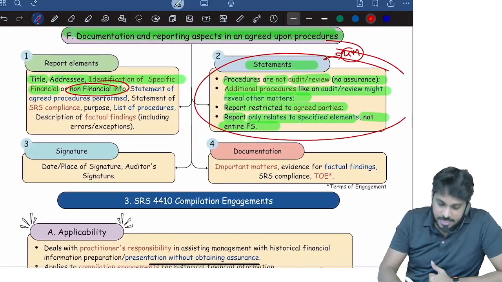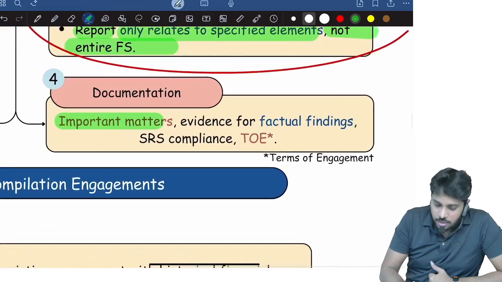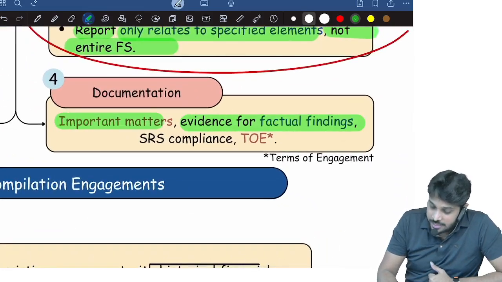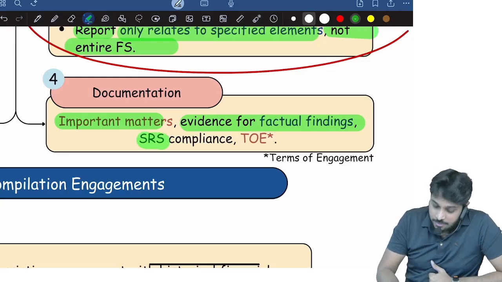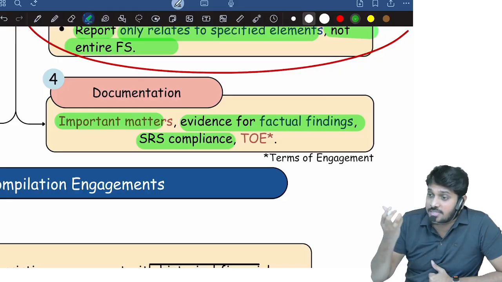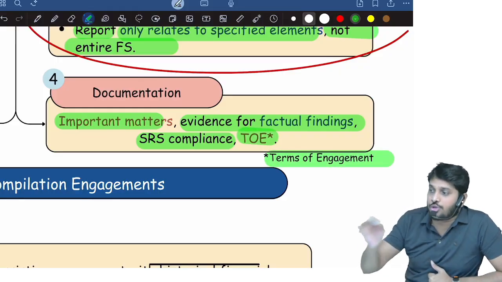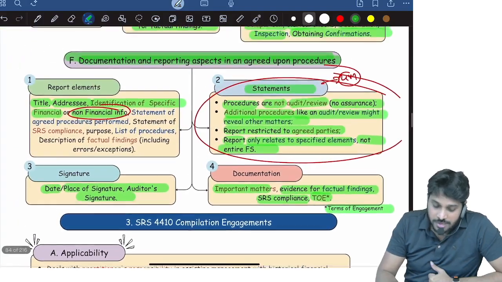Next, signature, date, place of the signature, auditor signature, and documentation. What are all the important matters? Document it. Evidence of factual findings, document it. And document all the evidences to ensure that the SRS is complied with, and the terms of engagement, nothing but the engagement letter, also documented. These are the various documentation requirements.